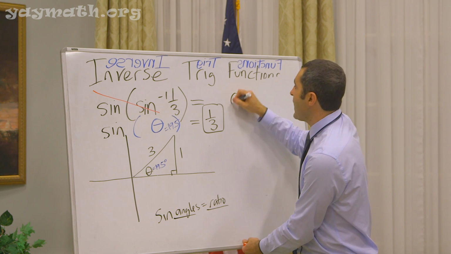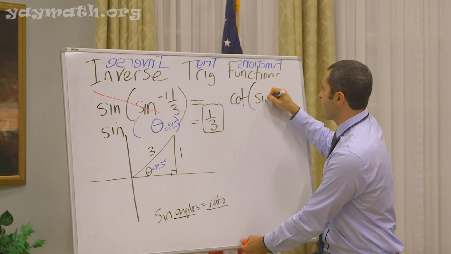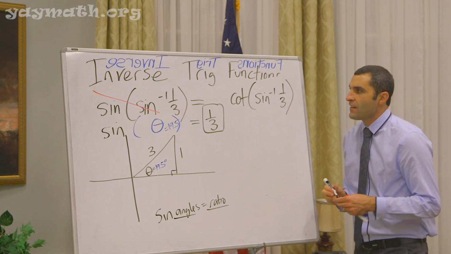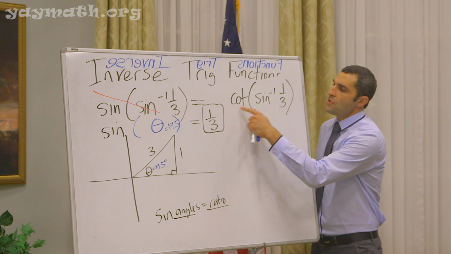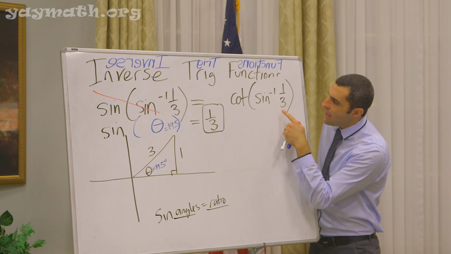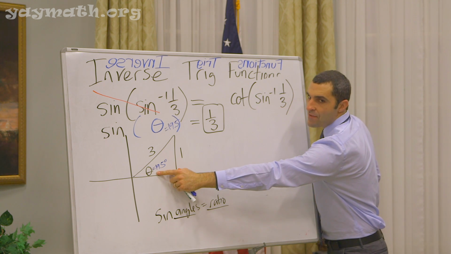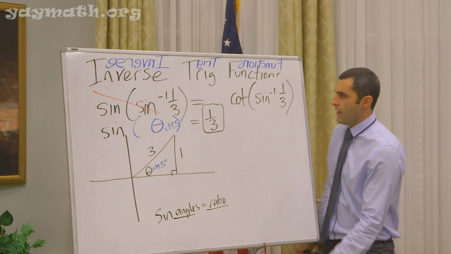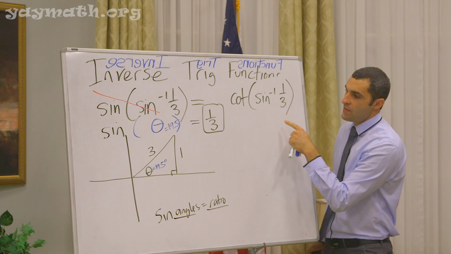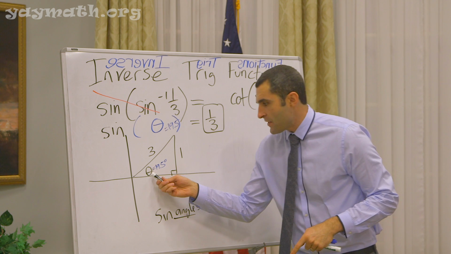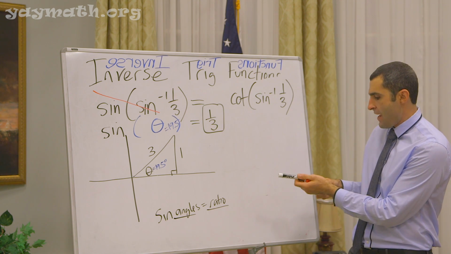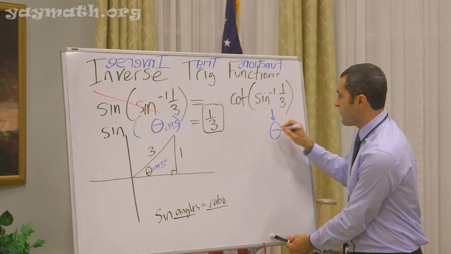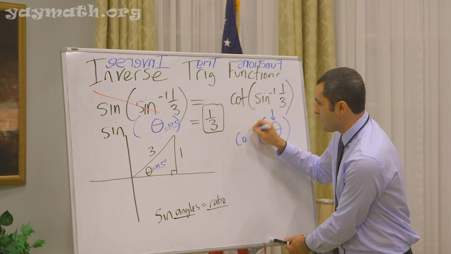Let's do cotangent of inverse sine of 1/3. Now, inverse sine of 1/3 is this angle. It happens to be 19.5 degrees, but we don't care that it's 19.5 degrees. We just want the cotangent of this angle. Again, inverse sine of 1/3 results in this angle. So we want the cotangent of this angle.